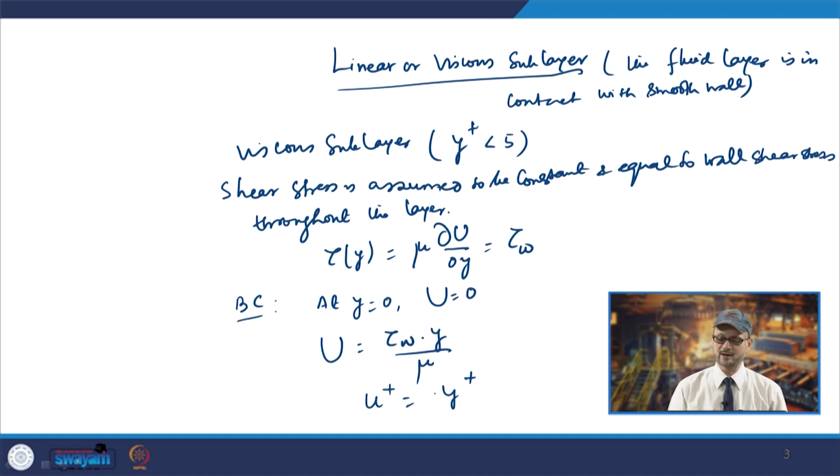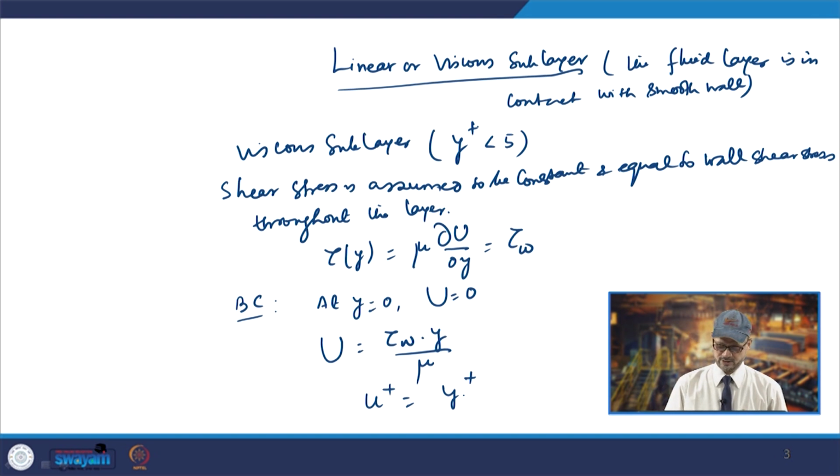That is between the velocity and the distance from the wall, and that is in the fluid layer which is adjacent to the wall. So, this is a linear sublayer, that is why it is known as the linear sublayer, because you have the linear relationship between u plus and y plus.